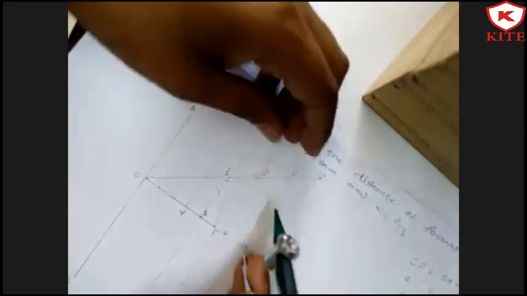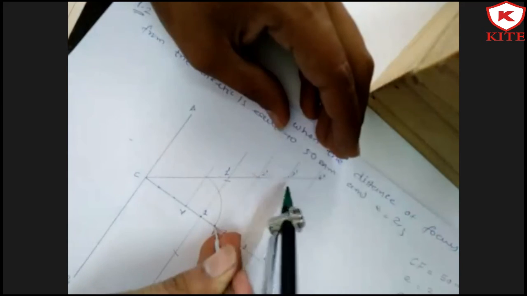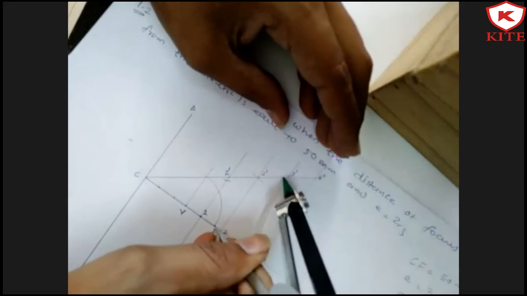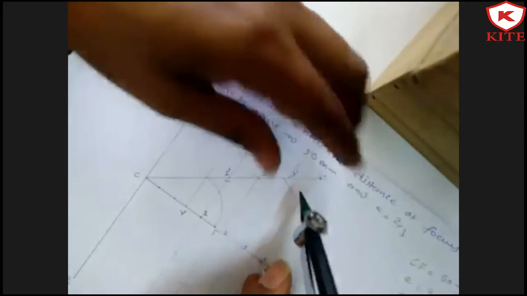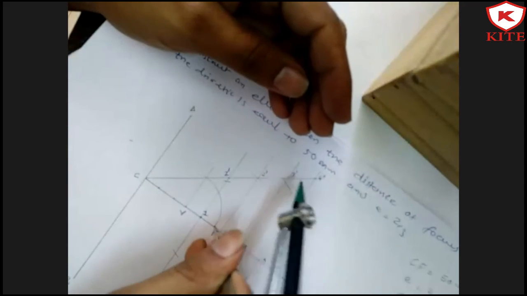Now take an arc of length which is equal to 3 to 3 dash, and here also draw an arc from focus point F. Now point 4, take a length of arc equal to 4 to 4 dash and draw the arc from focus point F.